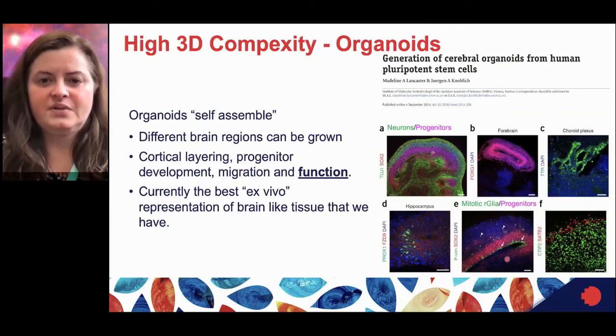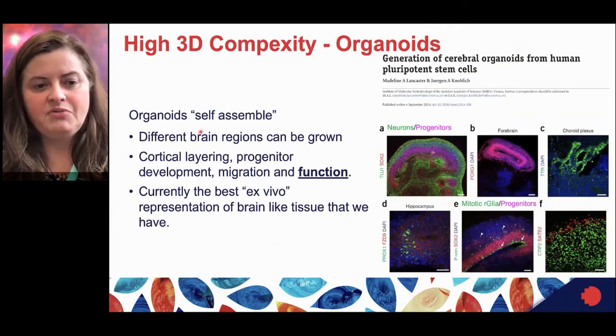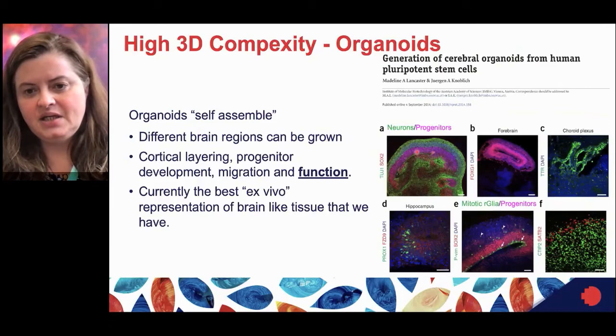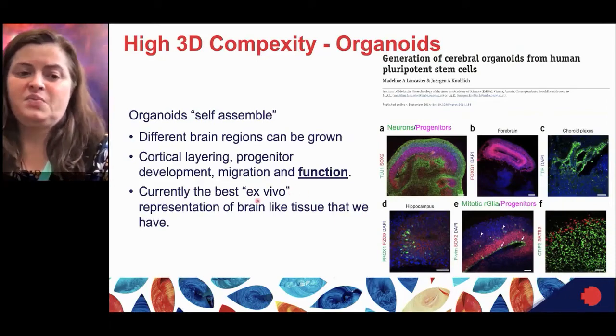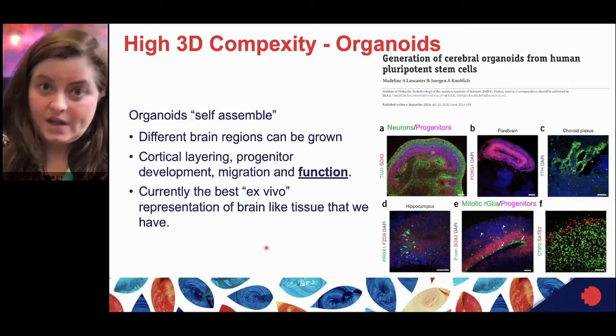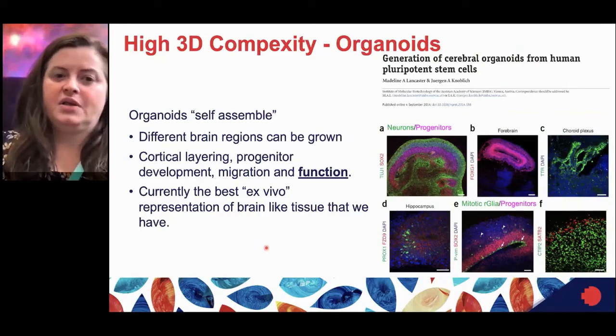We can grow different brain regions, and you can see here a picture of the organoids. We actually get very similar structures to what we see in the brain. These organoids are probably the best ex vivo, or outside of the body, representation of brain-like tissue that we have.